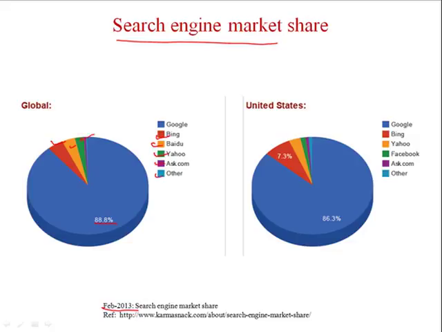If you just consider the United States search engine market share, then Google has 86.3%, and Bing, the Microsoft search engine, has 7.3% of the entire market, and after that Yahoo is in third position. So according to the market sharing of different search engines, we can make our strategy for search engine optimization.